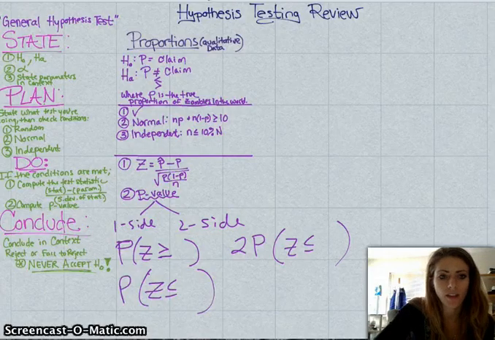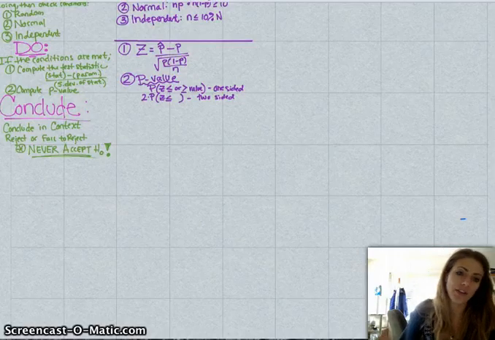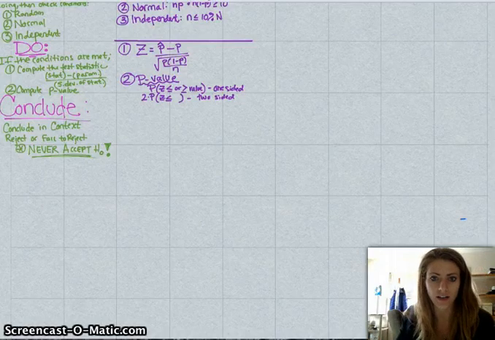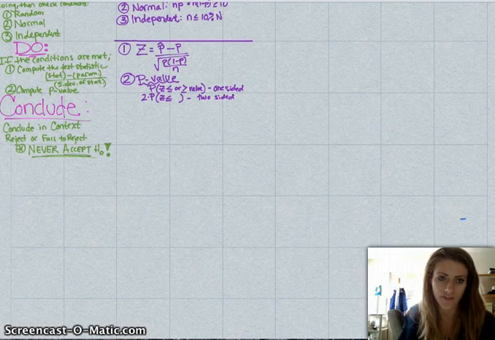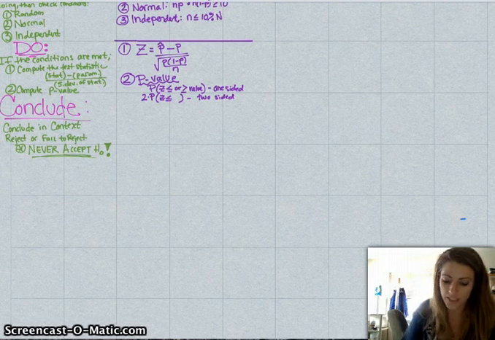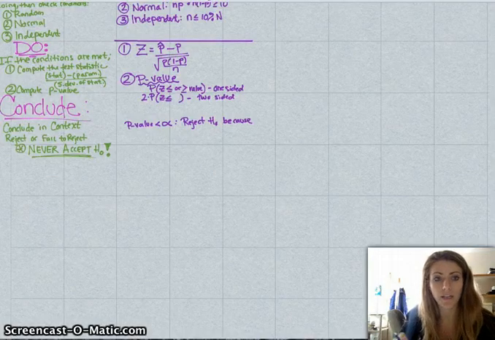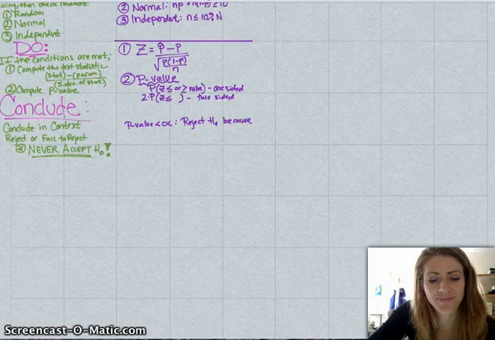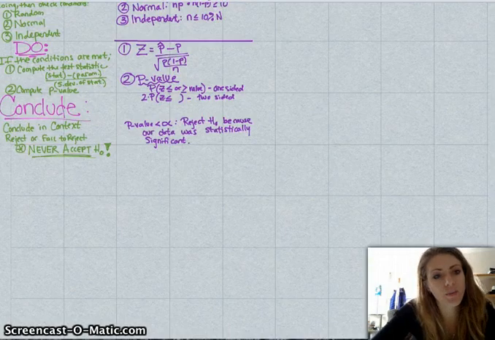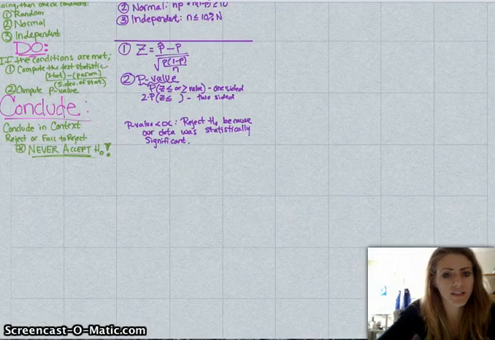So, and last is conclusion. You either reject or fail to reject, depending on what your p-value is. If your p-value is less than alpha, we reject the null hypothesis because our data was statistically significant. If our p-value is greater than alpha, then we fail to reject the null hypothesis.